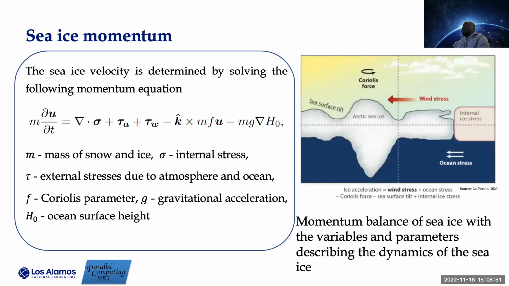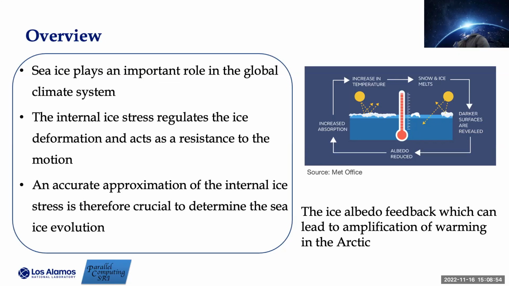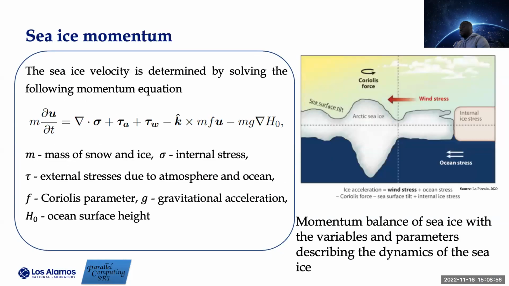The dynamics of MPAS Seaice is basically described by the momentum equation represented on the slide. The left term represents the inertial term for the velocity, and on the right we have the divergence of the stress, the first term. The second and third represent the external stress due to the atmosphere and ocean. We have a force due to the Coriolis force, and a force also due to the sea surface height, because as we know, the surface of the ocean is not always flat. So that also produces some force on the sea ice.